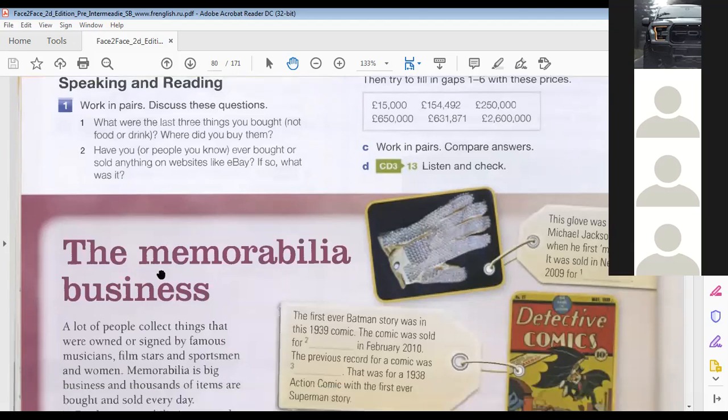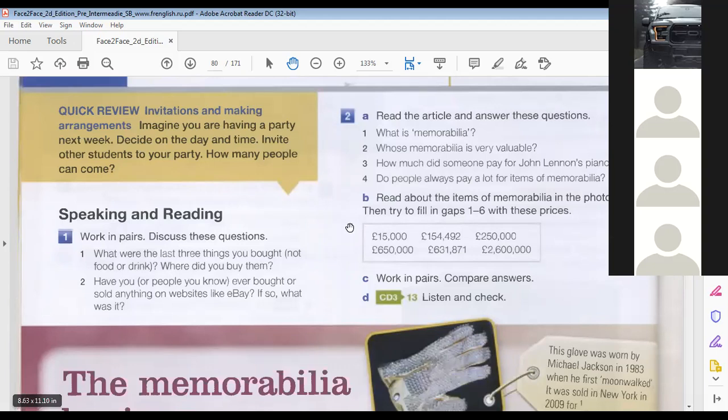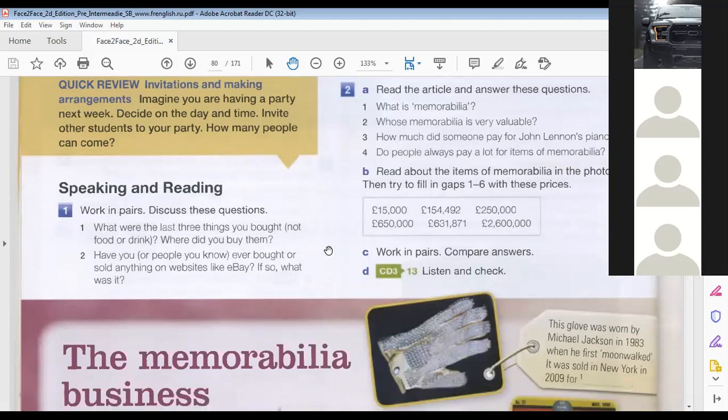Actually, in today's reading, we're going to talk a little bit about people who like to collect things. But before we read, I want you to make a guess. What do you think this word means? Memorabilia. Who can make a guess? Even if you don't know what it is, who can guess what this means? The memorabilia business. Let's start with you, Samiha.